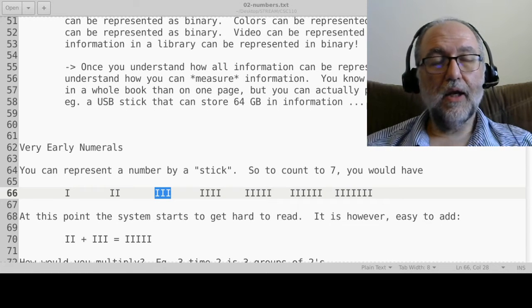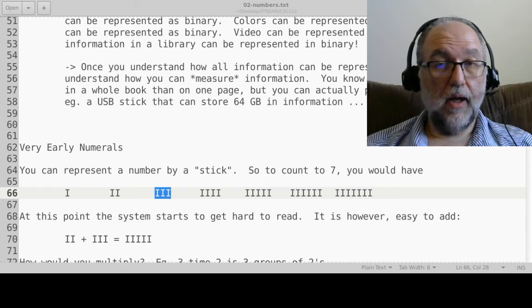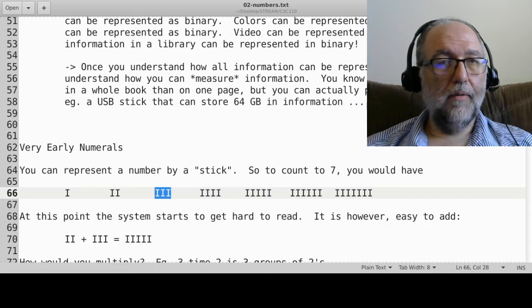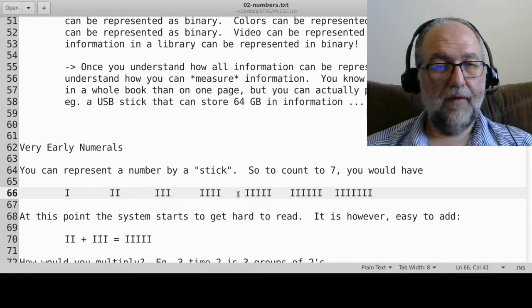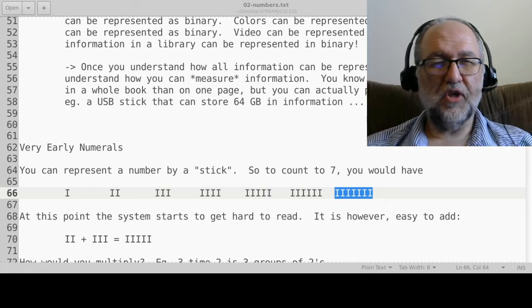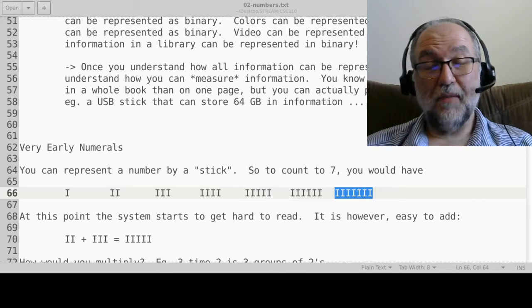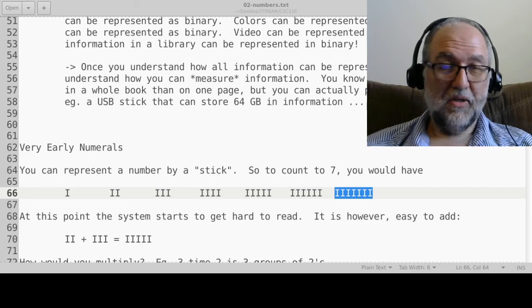And you can count this way. When you think of counting, think of 1, 2, 3, 4, 5, and so on. So you have 1, then you have 2, then 3, then 4, then 5, then 6, then 7, and you start to see a problem happening here. The problem is that it gets harder to read the number the more sticks there are.